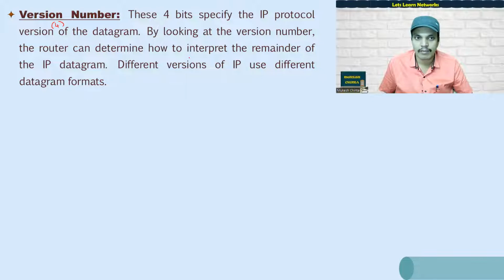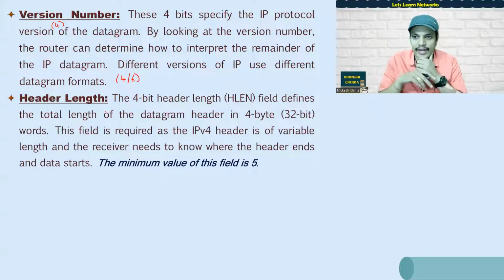By looking at the version number, the router can determine how to interpret the remainder of the IP datagram. Different versions of IP use different datagram formats. Either you have 4 or 6, that's all. We don't have any other versions. Now, what about the header length? The header length, or HLEN field, defines the total length of the datagram header in 4-byte words.